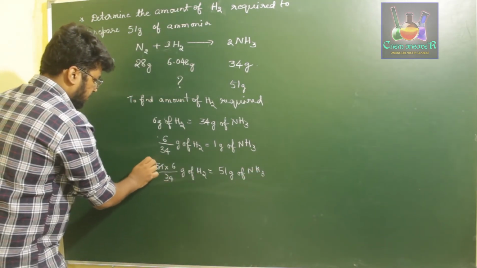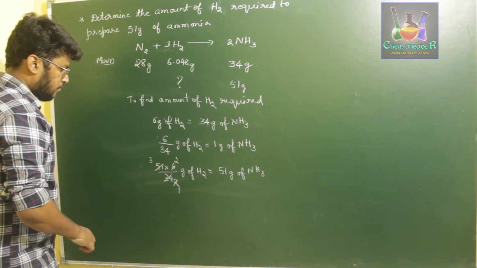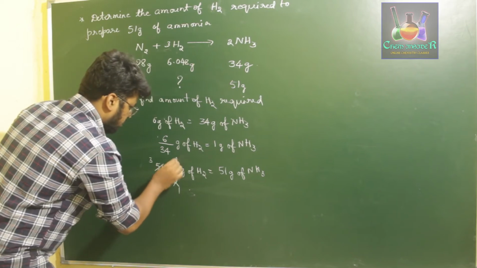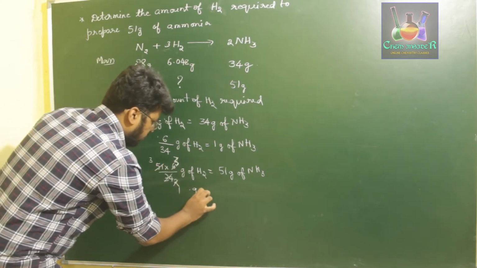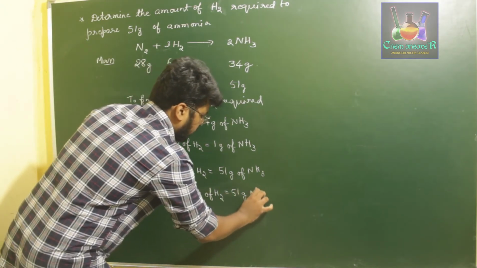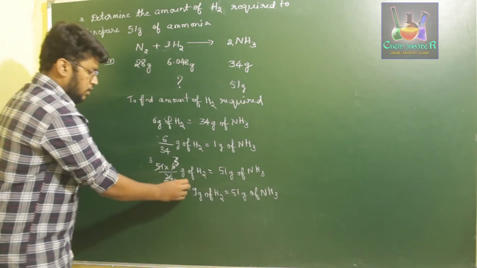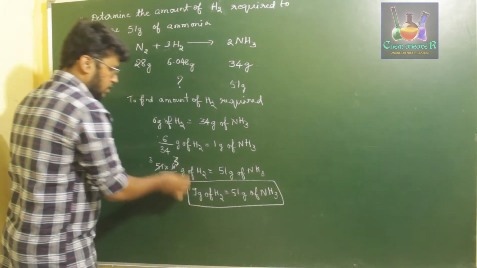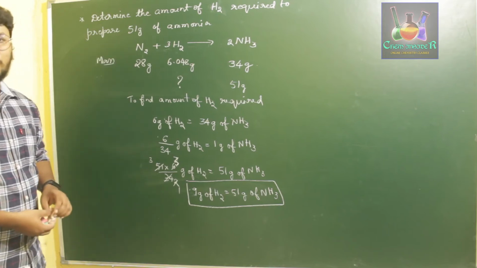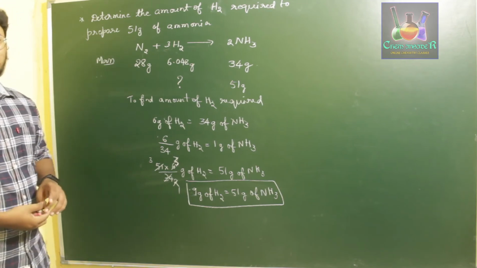17 3s are 51, 17 2s are 34. Okay. So now on multiplying, we get 3 3s are 9 grams of hydrogen required to prepare 51 grams of ammonia. So in order to prepare 51 grams of ammonia, we need to use 9 grams of hydrogen. Okay, so this is how we calculate the amount of reactant required to find out the amount of product formed. So this is about the two different types of problems which we can solve using stoichiometry.